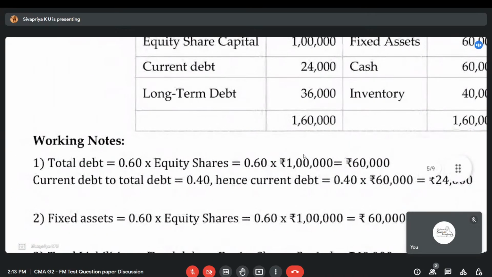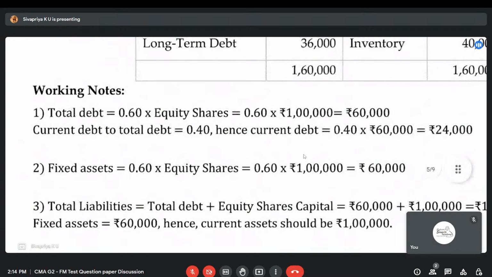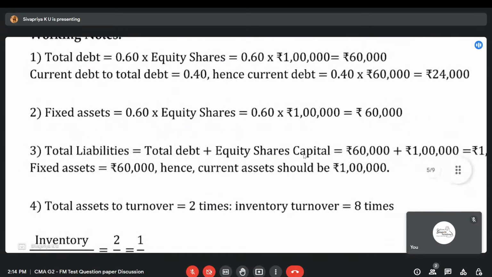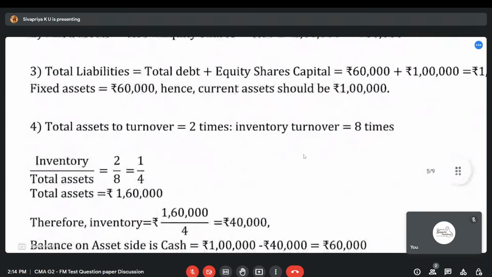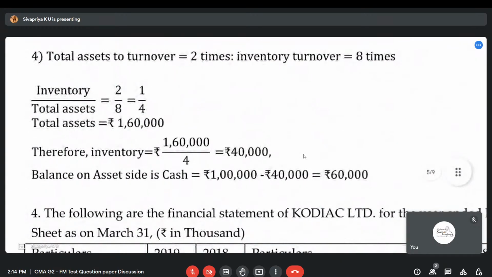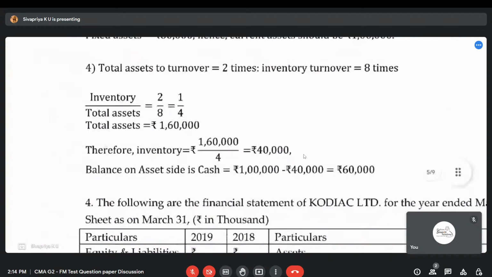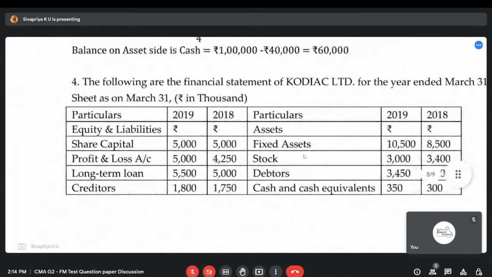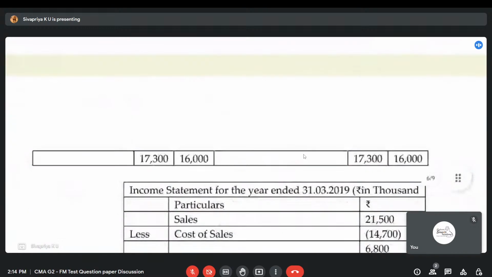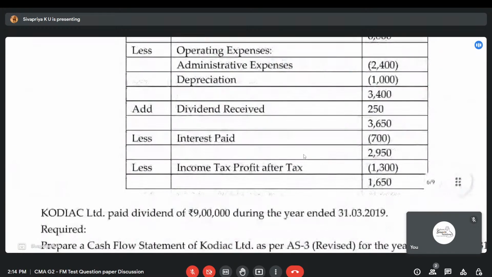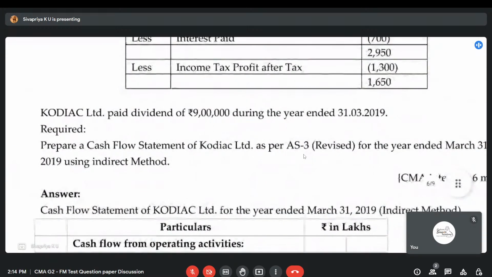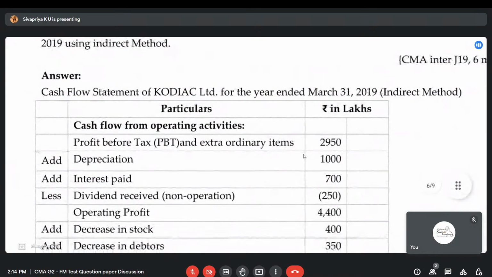Working notes, first is the current debt to total debt. So current debt is 24,000. Fixed assets 60,000 and current assets is 1 lakh. So balance on the asset side is cash 60,000. Then question number 4. ஒரு balance sheet கொடுத்திருக்காங்க and the income statement is also given. So இதுல இருந்து you have to prepare the cash flow statement as per AS 3.